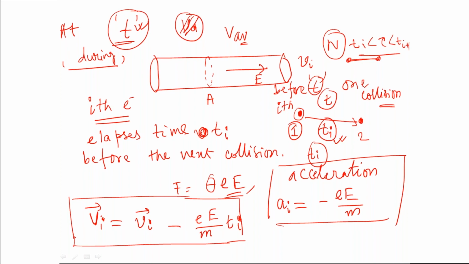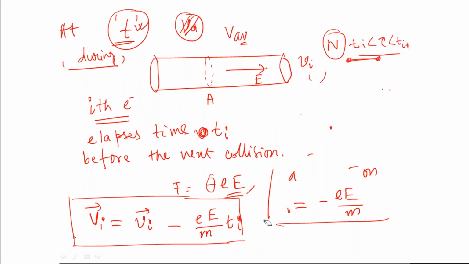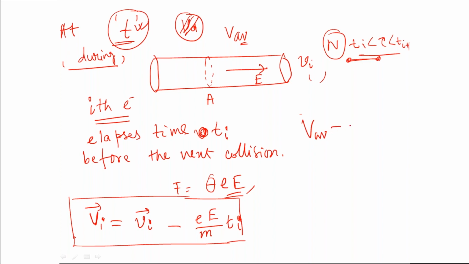So if I want to calculate the average velocity for all the electrons, I have to take the time average of that. How do you get the time average? I'll tell you. So the average velocity, which is also written as Vd, the drift velocity. So I can write the average of this velocity.